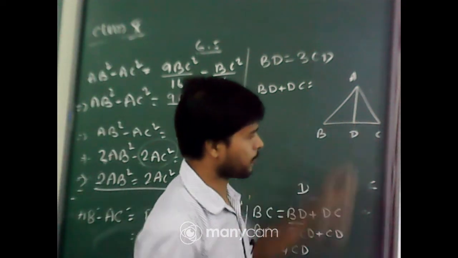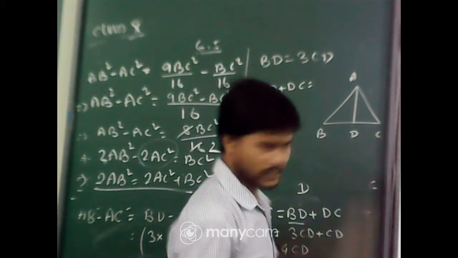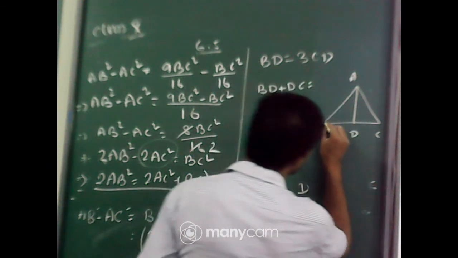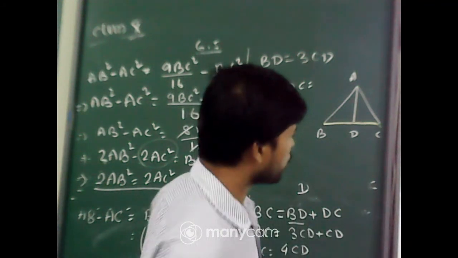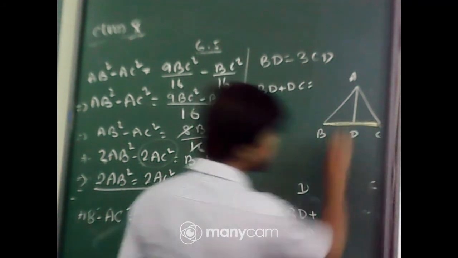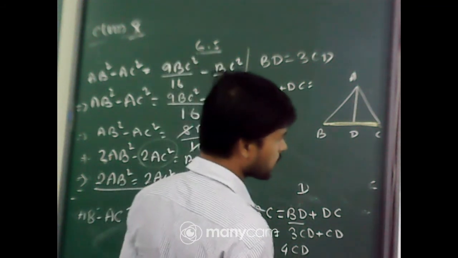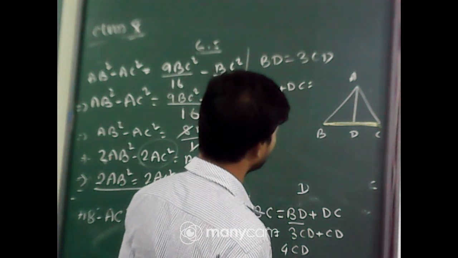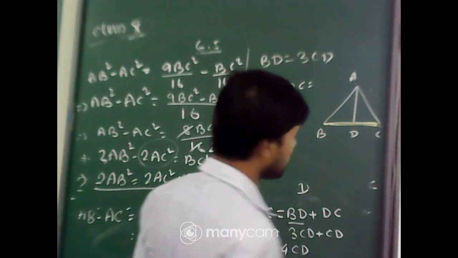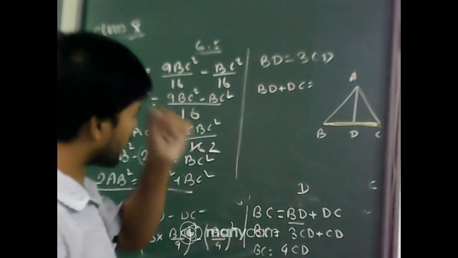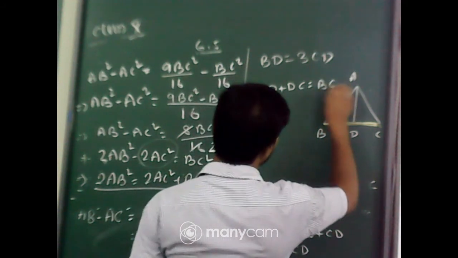BD plus DC. How will it be for BD plus DC? Look at the diagram. BD means this one, DC means this one. So what is the total value? Total value is BC, isn't it? Total value is BC. Otherwise you can do one thing. Do you know the componendo dividendo formula? Okay, leave it here. So this is equal to BC.